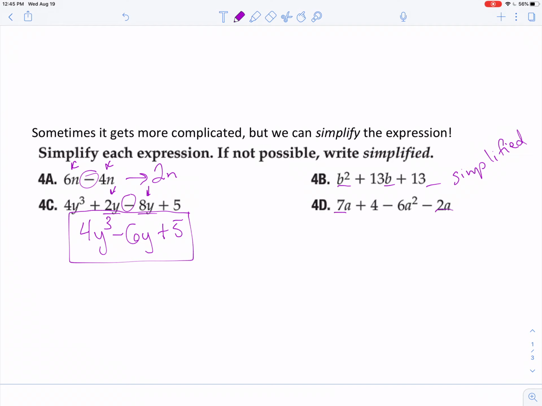Looks like these a's will combine. Can I combine this a squared? No, I cannot. There are no other a squareds. So how about 7 minus 2 is 5a plus 4 minus 6a squared.